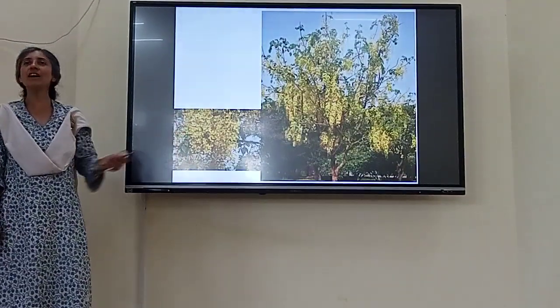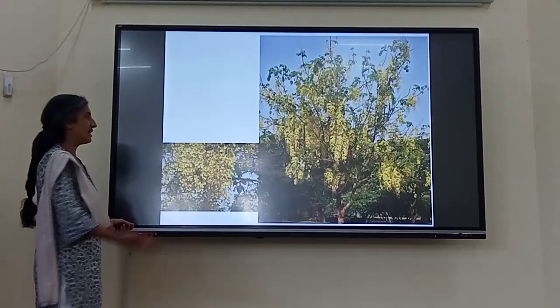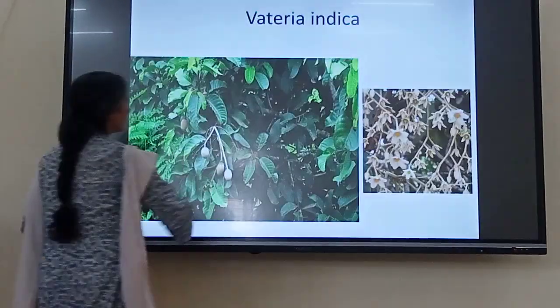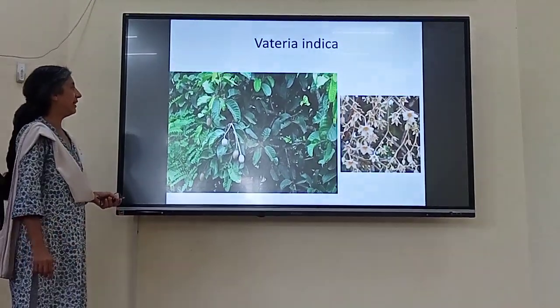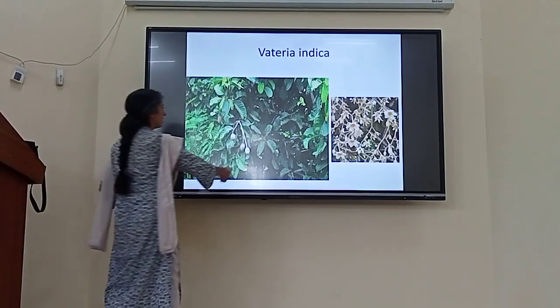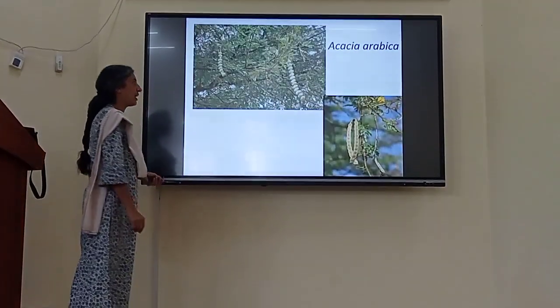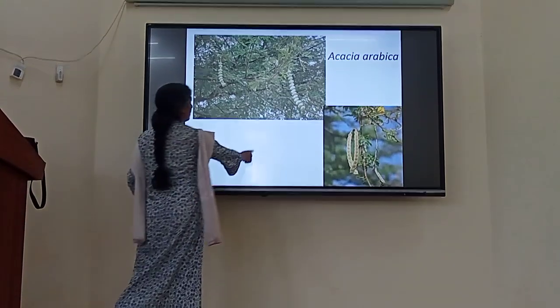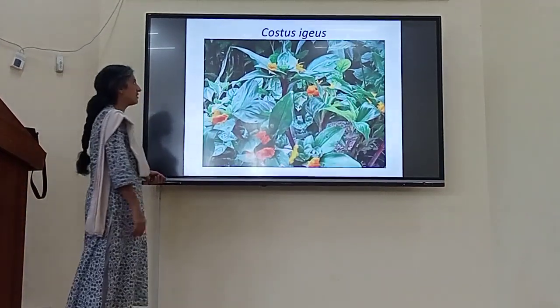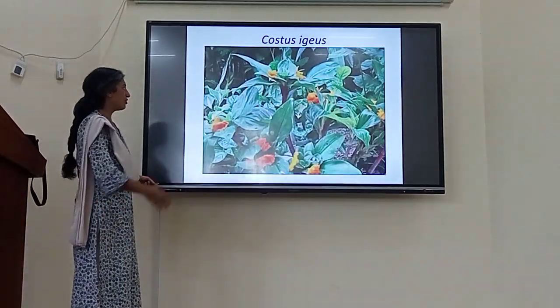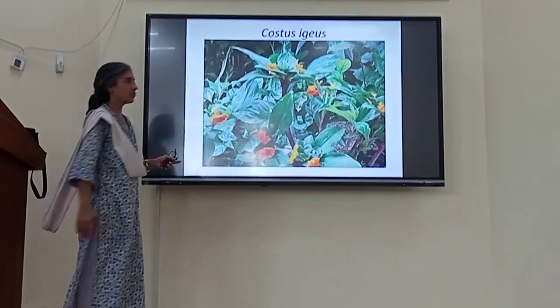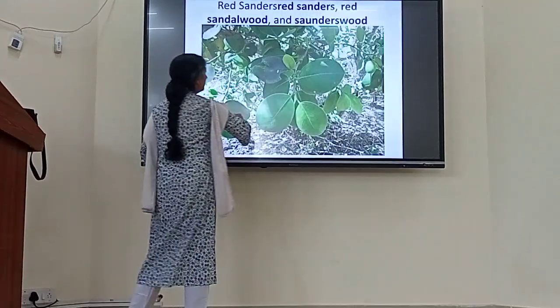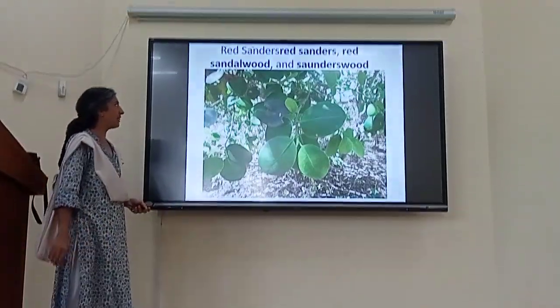This is again a picture of Cassia fistula. It has medicinal value as well. Okay, the Camellia indica. This also has medicinal values. Acacia arabica. You can see, Acacia arabica. Costus. Costus is also used for sugar control and so many other things. Okay, sandalwood and red sandals.